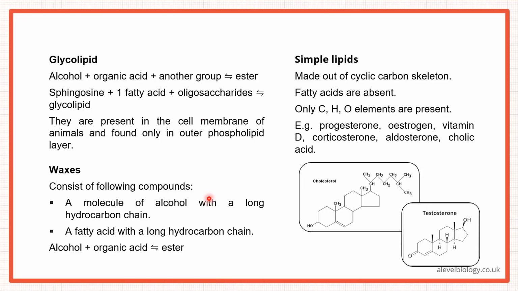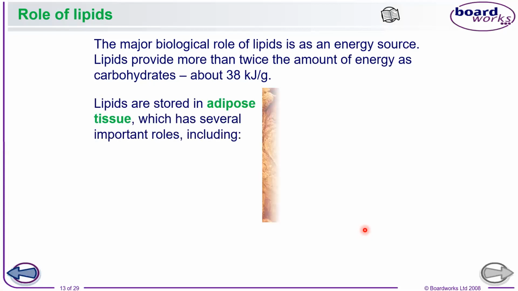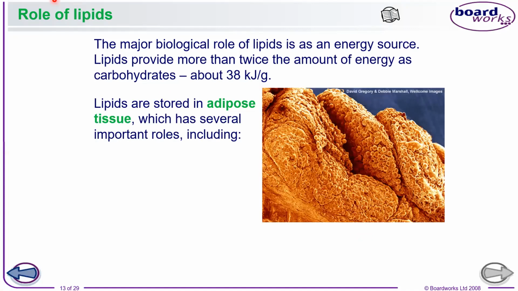Okay, so these are just a few more examples. Your course only talks about triglycerides and those phospholipids. So these are just a few examples to go through: glycolipids, waxes, and simple lipids. And we need to know about the role of the lipids.